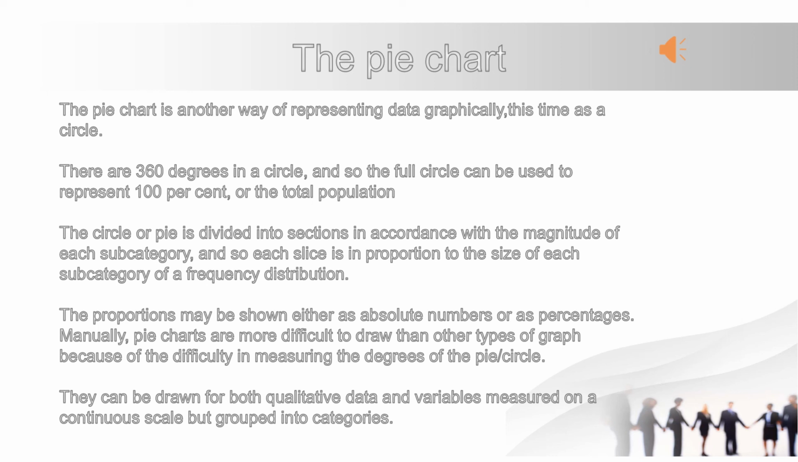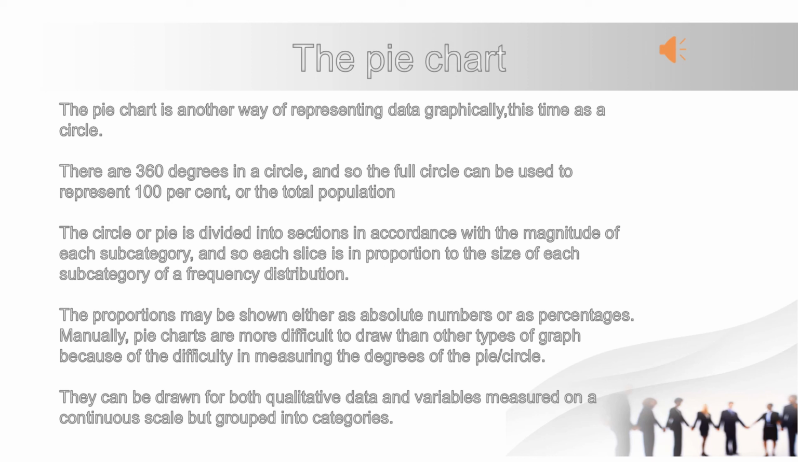So the pie chart is another way of representing data graphically, and this time it is in the form of a circle. There are 360 degrees in the circle, and so the full circle can be used to represent 100% or the total population. The circle or pie is divided into sections in accordance with the magnitude of each subcategory, and each slice is in proportion to the size of each category of a frequency distribution. The proportions may be shown either as absolute numbers or as a percentage.